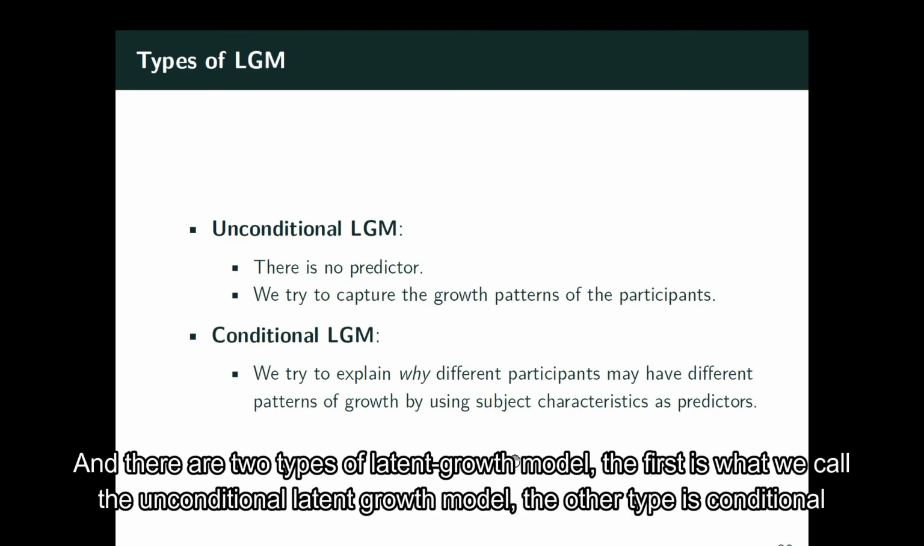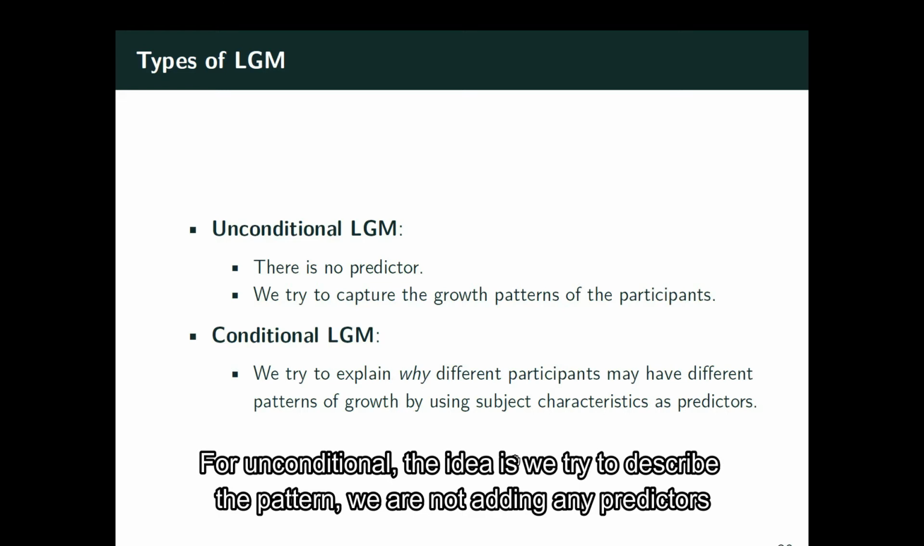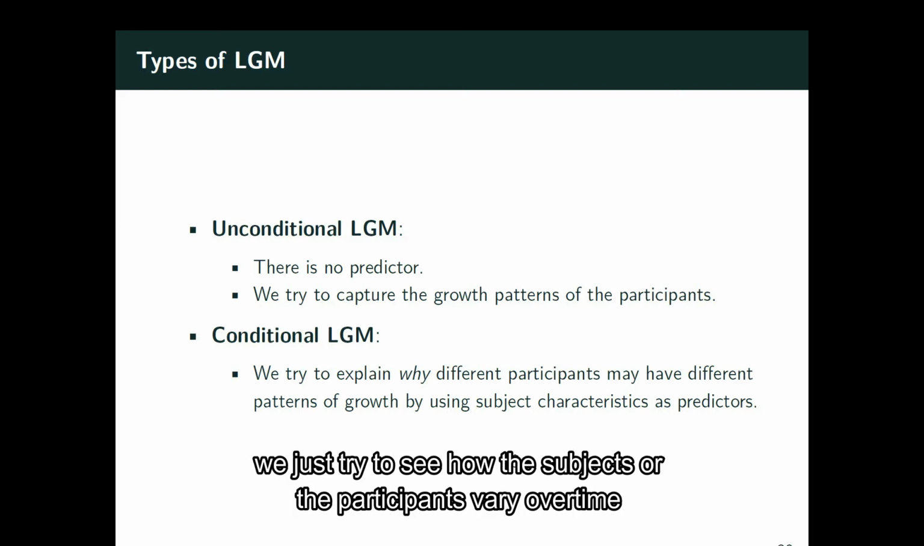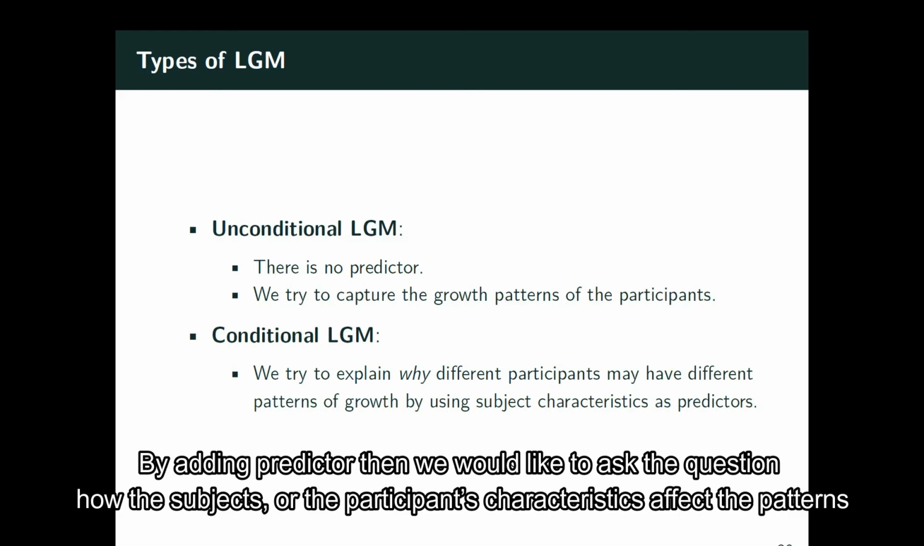And there are 2 types of latent growth models. The first one is what we call unconditional latent growth models. The other type is conditional. For unconditional, the idea is we're trying to describe the pattern. We are not adding any predictors. We just try to see how the subjects or the participants vary over time. By adding predictors, we can ask the question, how do the subjects' or the participants' characteristics affect the patterns?